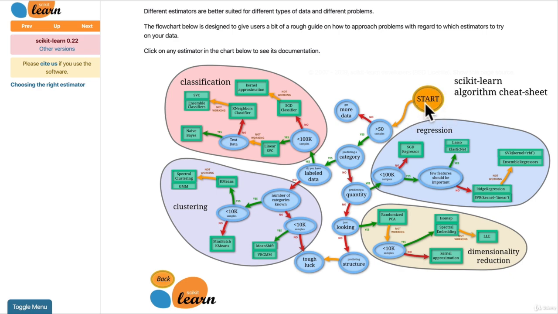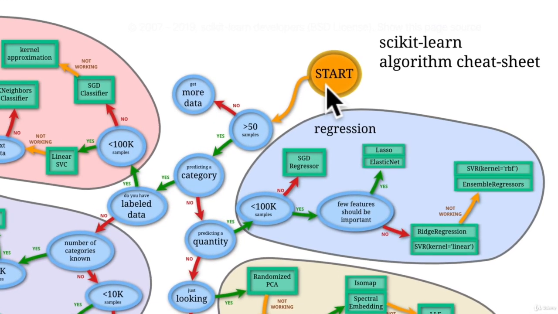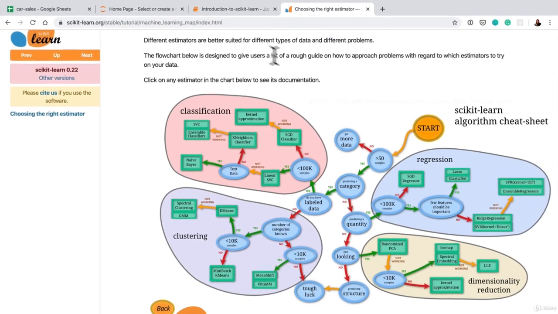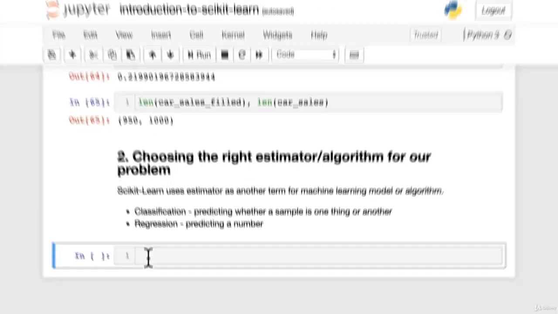So if we start here, first we need some data. So this is what these little blue steps ask you. Do you have above 50 samples? No. Get more data. Simple. Do we have above 50 samples? Yes. Predicting a category? Yes. Do we have labeled data? Yes. Do we have under 100k samples? Yes. Use linear SVC. Okay. All right, enough talk. Let's get back to our notebook and start writing some code.